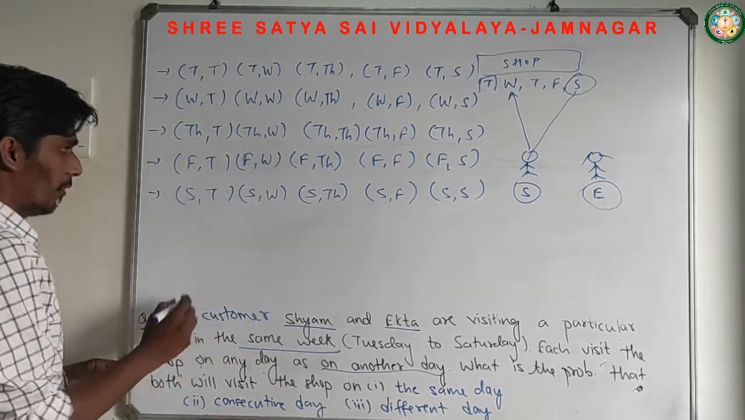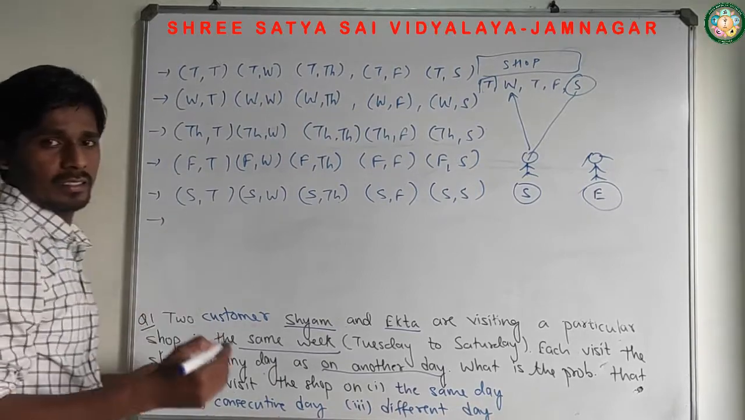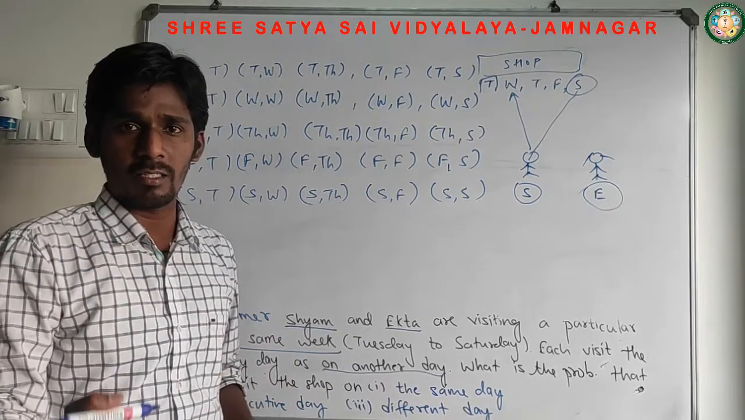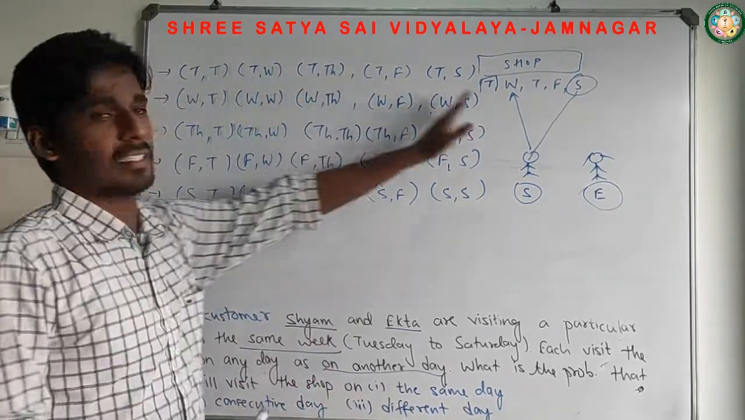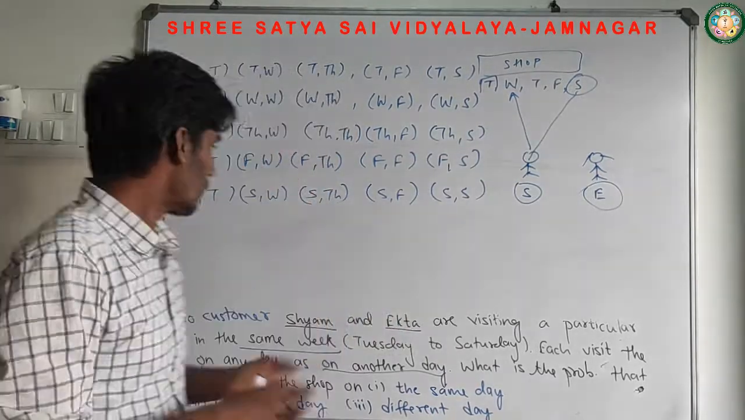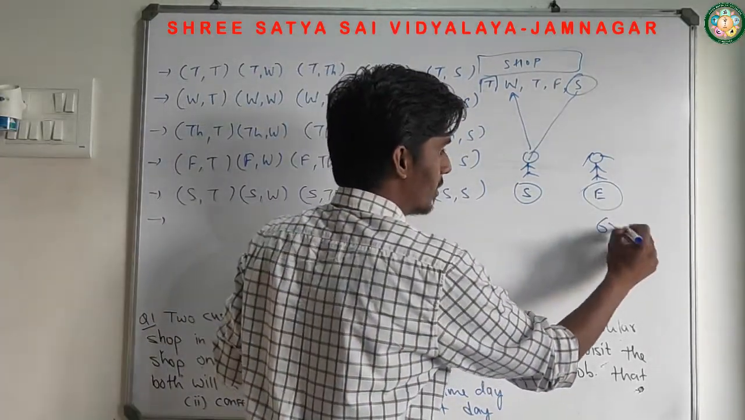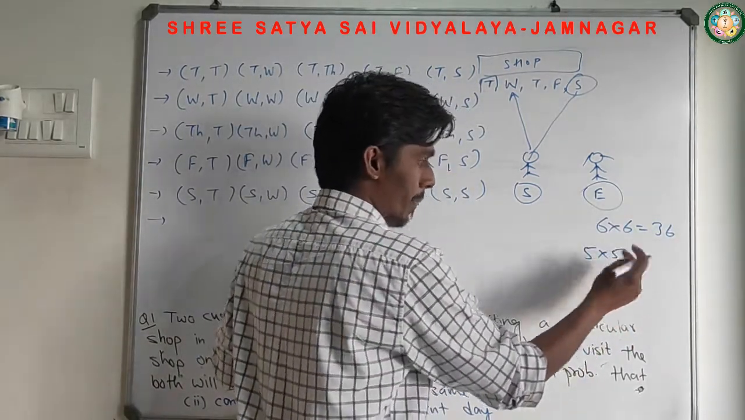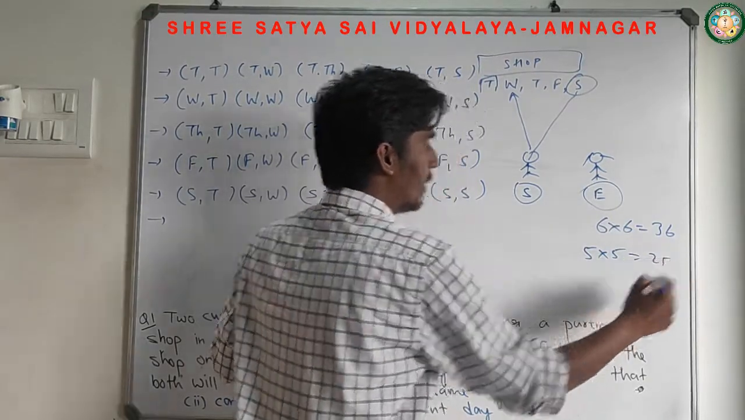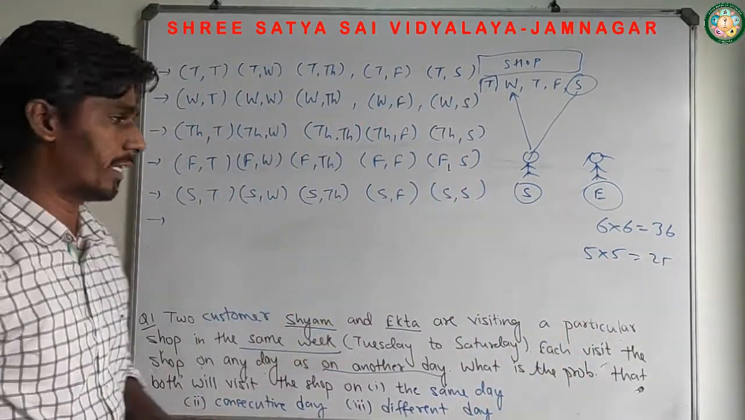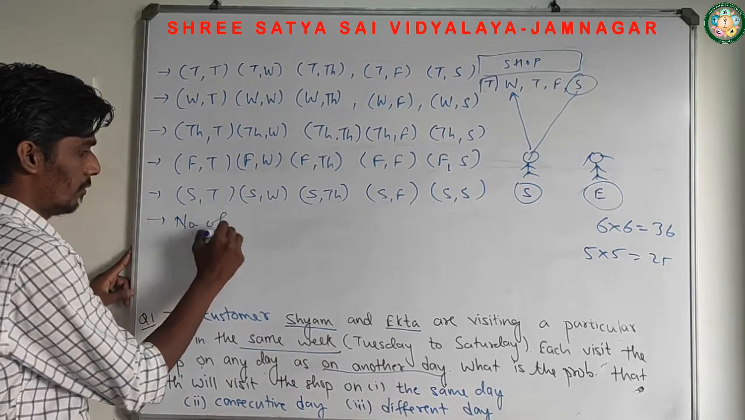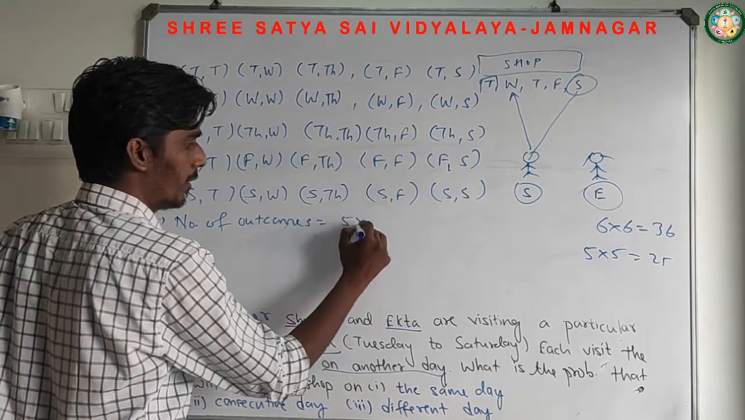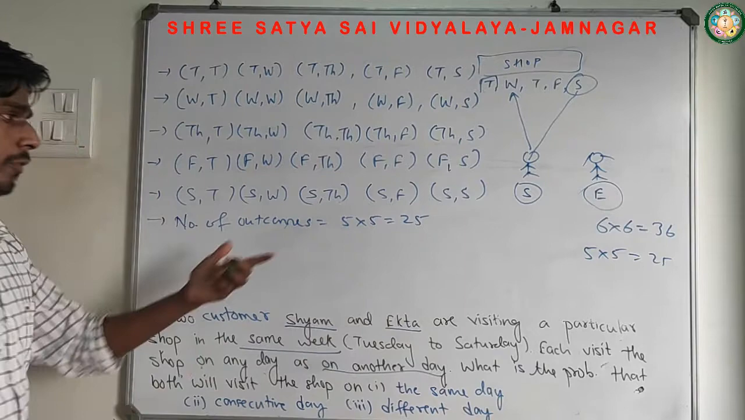Now to find the number of outcomes, similarly we can compare this with dice. On a dice it's numbers 1 to 6, here instead of numbers, days are given, Tuesday to Saturday. So in dice it's 6 into 6, we get 36 possibilities. Here it's 5 days into 5 days, 5 5s are 25. If you count all these possible outcomes, it's exactly 25. So the number of outcomes is 5 into 5, which is 25. So we got the total outcomes.